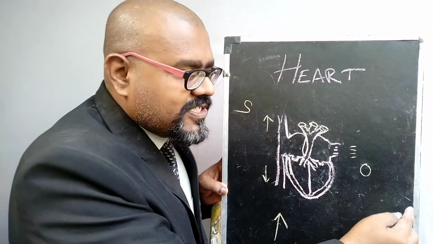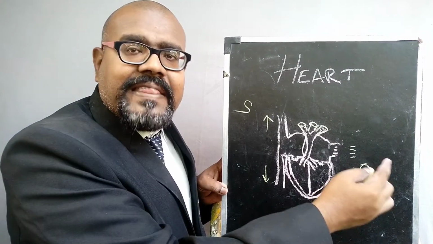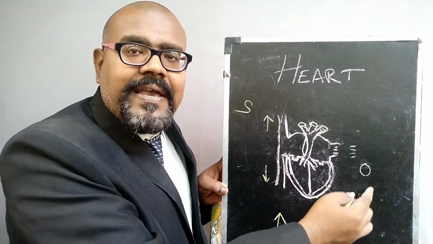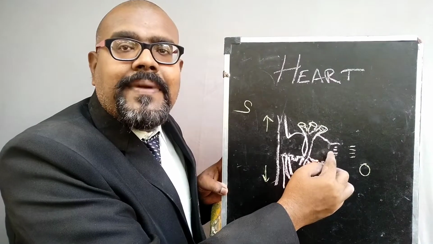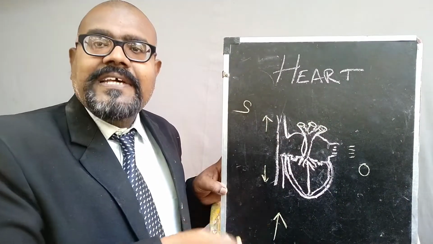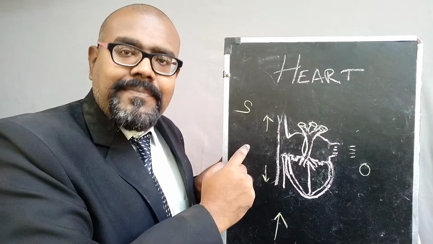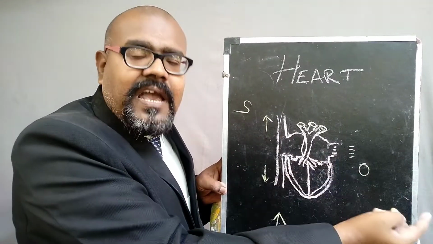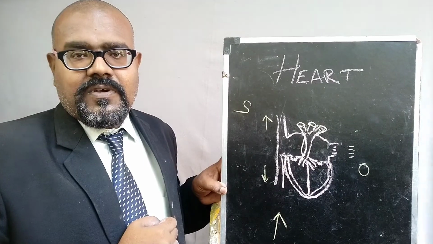From the lungs, the oxygenated blood is emerging out. That particular oxygenated blood will be collected by this particular pulmonary vein. It does happen simultaneously. Once the superior vena cava collects the deoxygenated blood, at the same time, the pulmonary vein collects the oxygenated blood from the lungs.